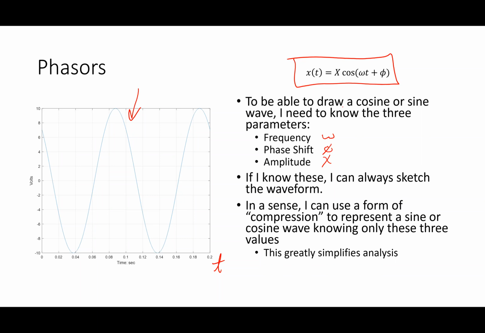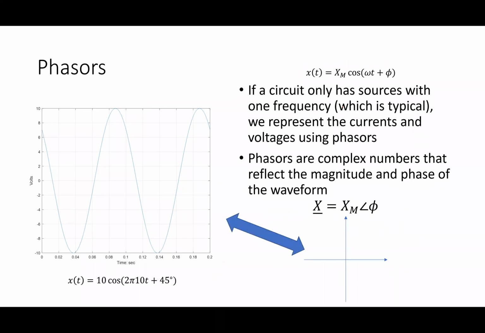So to do that, I need to make use of this concept called a phasor, all right? So essentially what we do is we say, I am going to define a phasor. If I'm given a waveform, in this case, I was given this guy here. X of t is 10 cosine 2 pi 10t plus 45 degrees. All right, essentially what we do is we make a complex number called a phasor. And so it's a complex number.